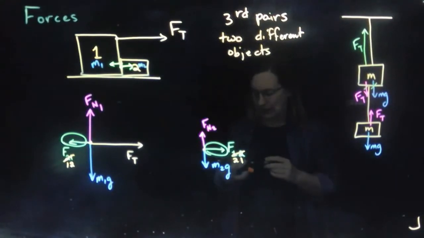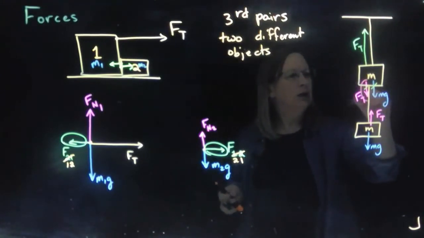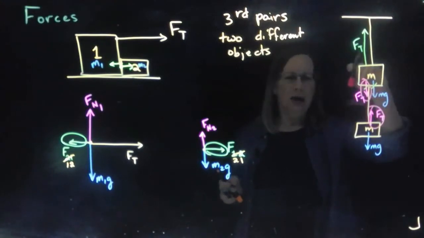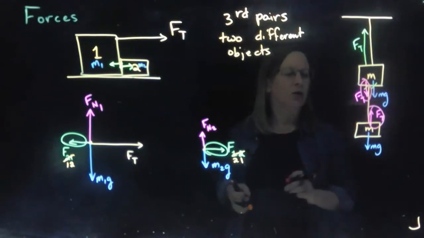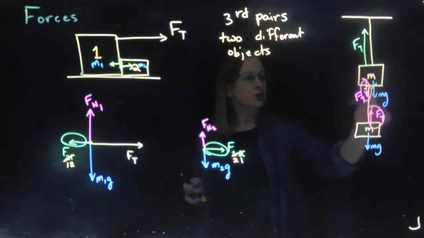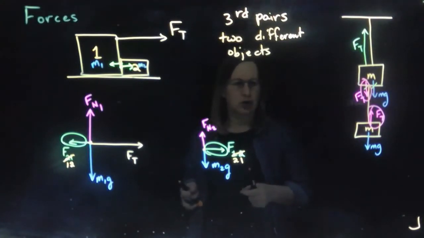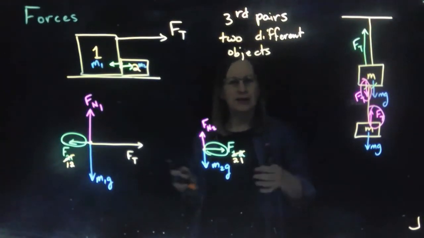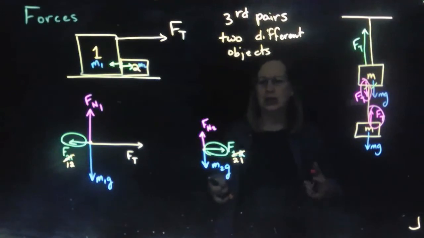Okay, and again, our third law pairs in this case are really these pink pairs that are acting as tension pairs. Those are our third law pairs. If I'm circling them as third law pairs, they have to act on two different objects. You say, wait a minute, I see some other forces that are equal to each other and they're in opposite directions. Aren't they third law pairs? Well, let's take a look at those.